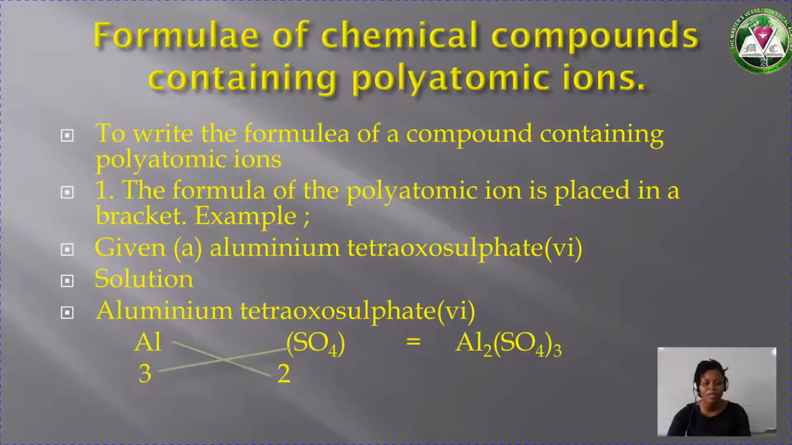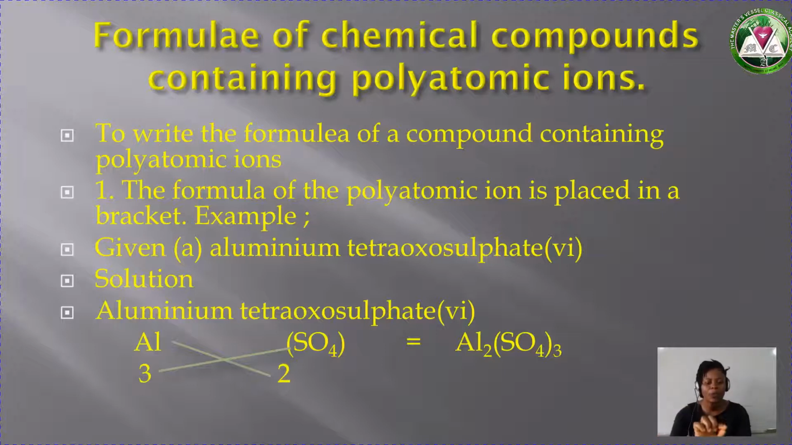AU, no, that's wrong. AL, that's correct. Then tetraoxosulfate 6, SO3, no, that's wrong. Remember what I told you. If it is tetra, that means the oxygen is how many? 4. That's wonderful. So it will be SO4. Now you can see that this SO4 will be put in a bracket. You put the polyatomic ion in a bracket.